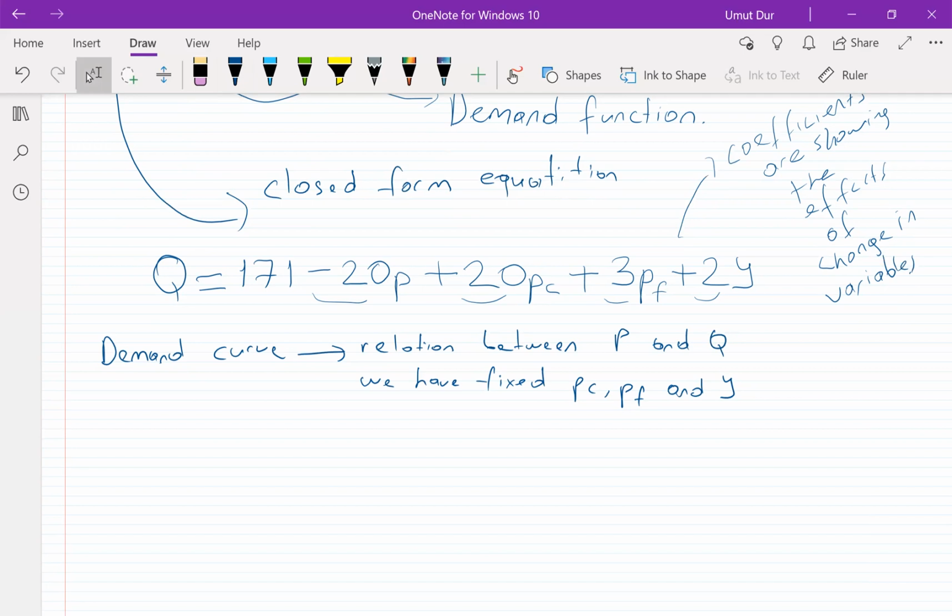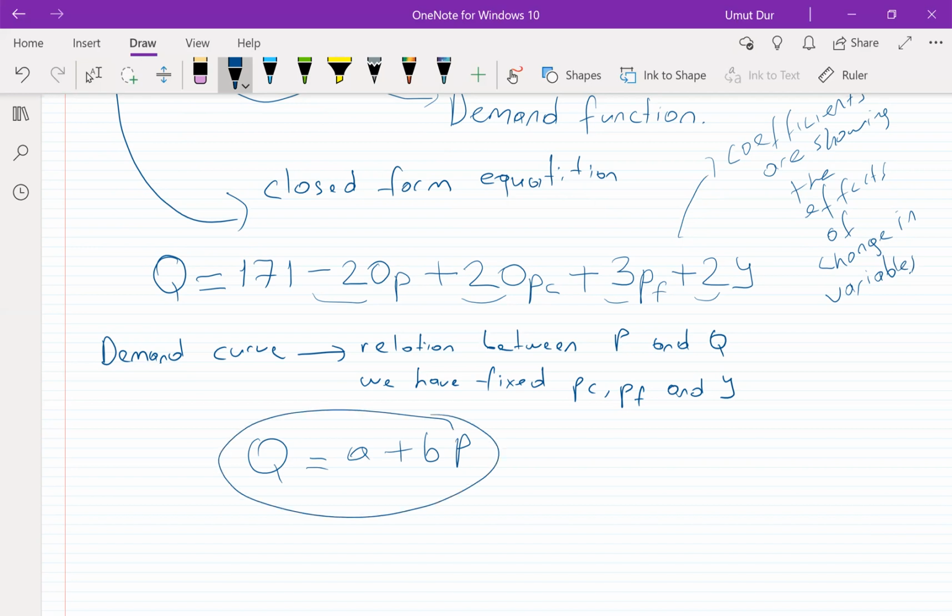So again, we would like to fix those variables here in the demand function, and we just want to write this demand as a function of price. Okay, so we would like to have it in this shape. To do that, we need to have some values for PC, PF, and Y. Suppose those values are PC is equal to 4, PF is equal to 3.33, and Y is equal to 12.5.